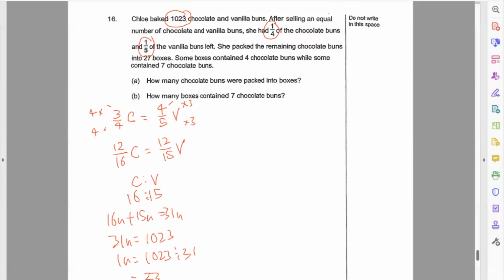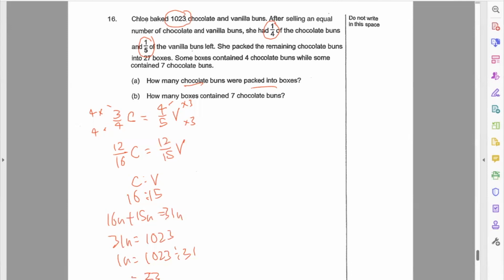Question is, how many chocolate buns were packed into boxes? So to know how many chocolate buns were packed into boxes, we need to know how many chocolate buns were left, right? So let's focus on this fraction.